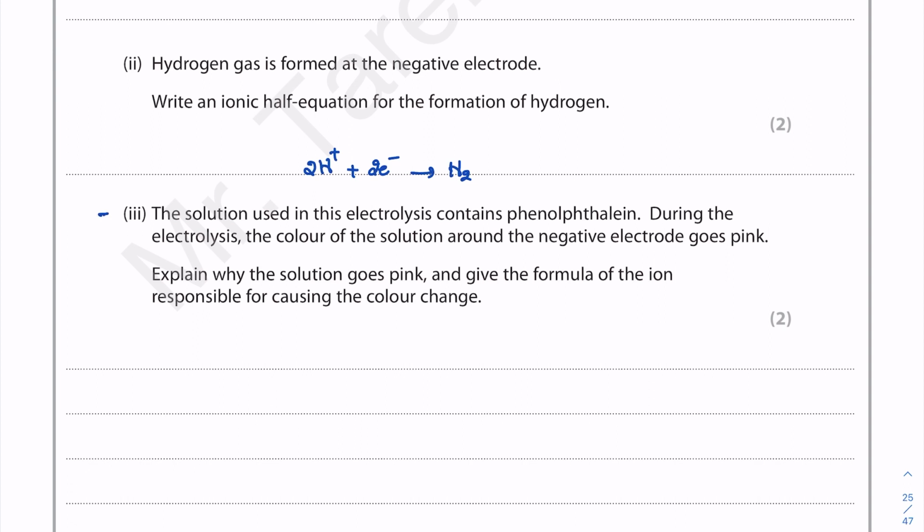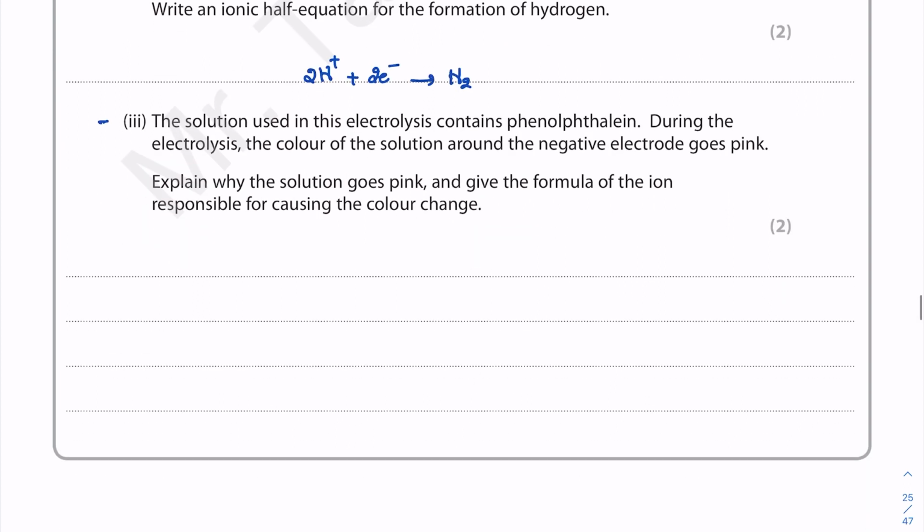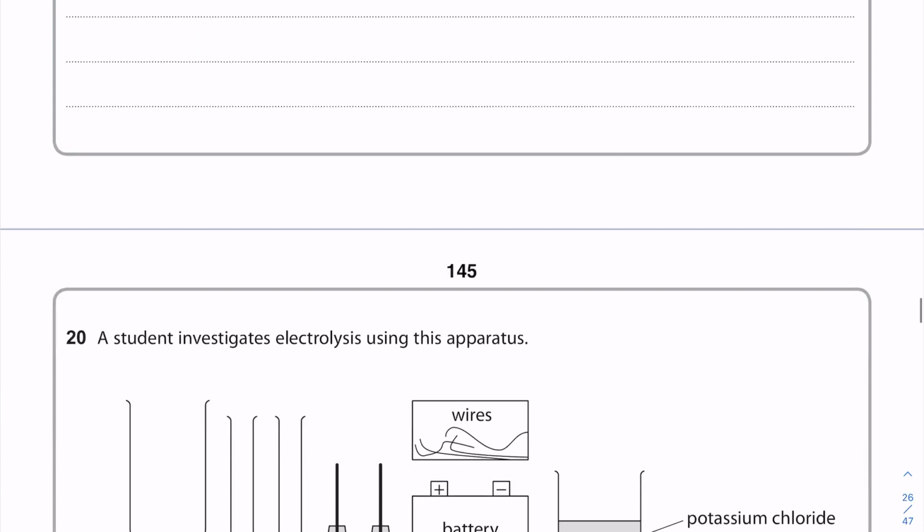Triple I: the solution used in electrolysis contains phenolphthalein. During the electrolysis, the color of the solution around the negative electrode goes pink. Explain why the solution goes pink and give the formula of the ion responsible for causing the color change. First, the solution turns pink because it is alkaline. The formula of the ion which makes the solution alkaline, turning phenolphthalein pink, is the hydroxide ion, OH negative.